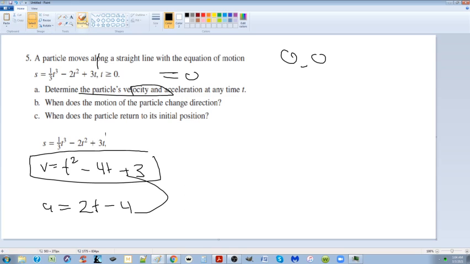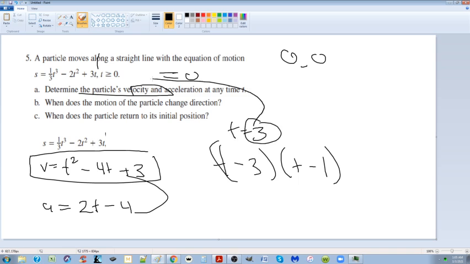When does the motion change direction? Well, when this is equal to 0. So we're going to factor it. Those are the factors. So it is clearly changing directions twice, and you would then take a second derivative to figure out when that is, and I'm going to show you that right now. So it's changing at t is equal to 3. So you punch 3 in here, you get minus 18 plus 9.